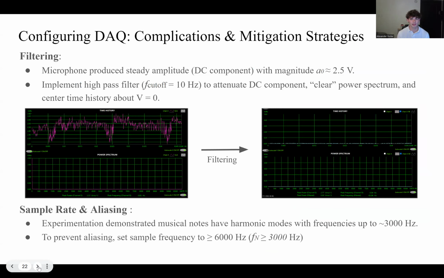Configuring the DAC, complications and mitigation strategies. A high-pass filter with a cutoff frequency of 10 Hz was implemented to attenuate a DC component of 2.5 volts magnitude that was created by the microphone, as seen in the right side image and left side image. Additionally, I discovered that musical notes have harmonic modes with significant power up to frequencies of roughly 3,000 Hz. Therefore, to prevent aliasing, the sample frequency was set to roughly 6,000 Hz.